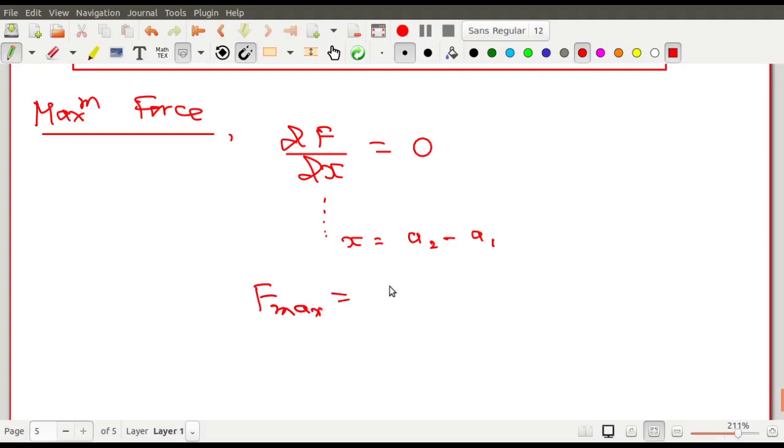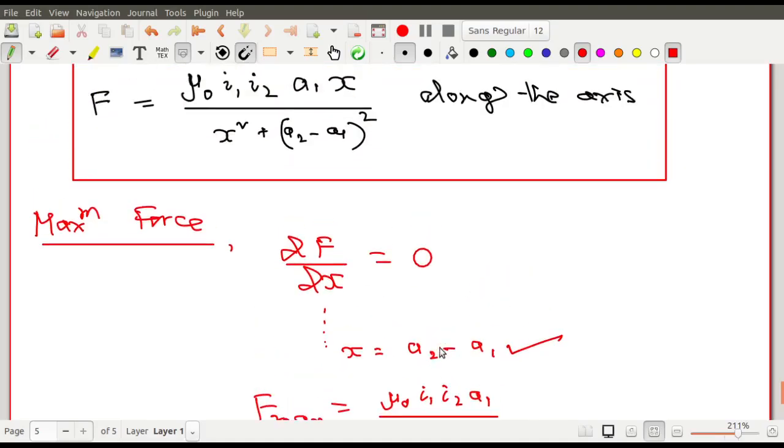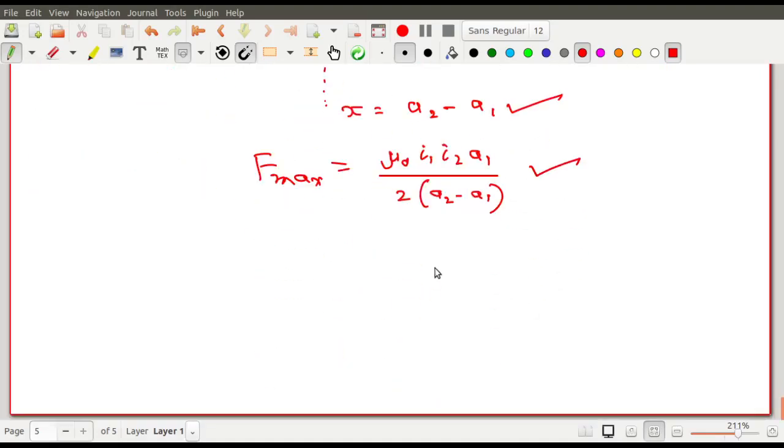The value of F max is mu 0 i1 i2 into a1 divided by 2 times a2 minus a1, right? So you get the expression of the maximum force from here. This is the condition, and if you plug in this value of x over here, then you will get F max. So these are the things that are given to you as homework, and you are requested to go through the tasks. Look at these tasks carefully, read them, and you will definitely understand the issues involved in this particular type of treatment.